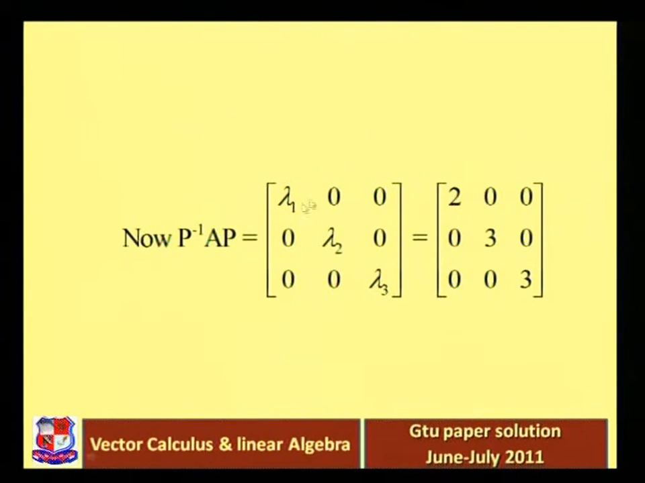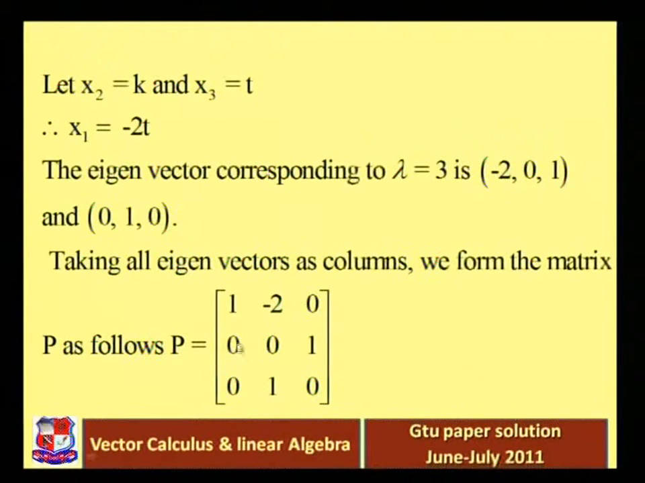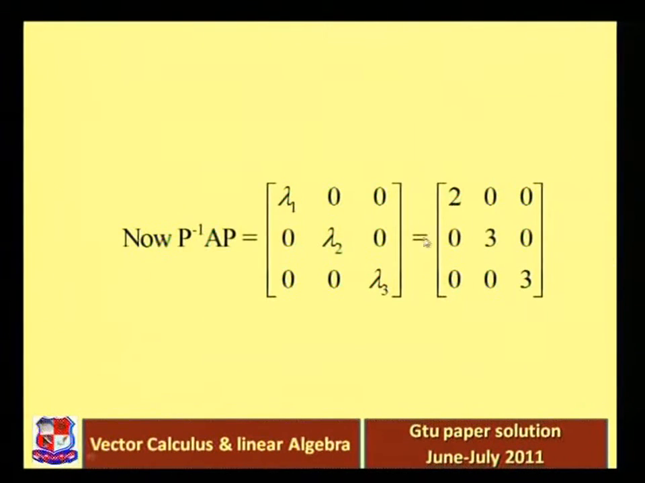Now what is lambda 1? This eigenvector is corresponding to lambda is equal to 2, right? So that is lambda 1. Now the second and third eigenvectors are corresponding to lambda 2 and lambda 3, which is 3. So that's why this is 3 3. So 2 3 3, other elements are 0.